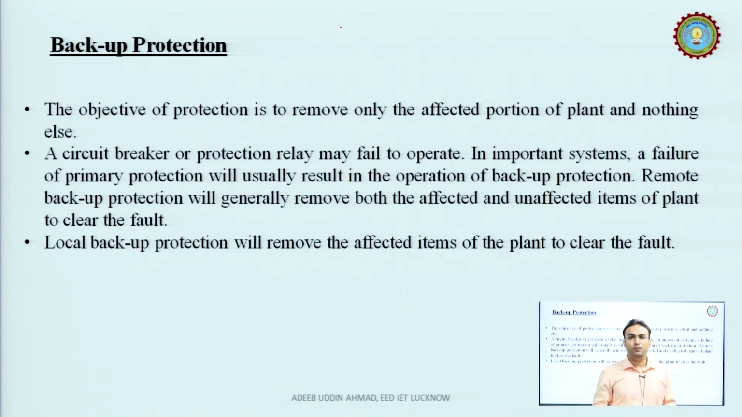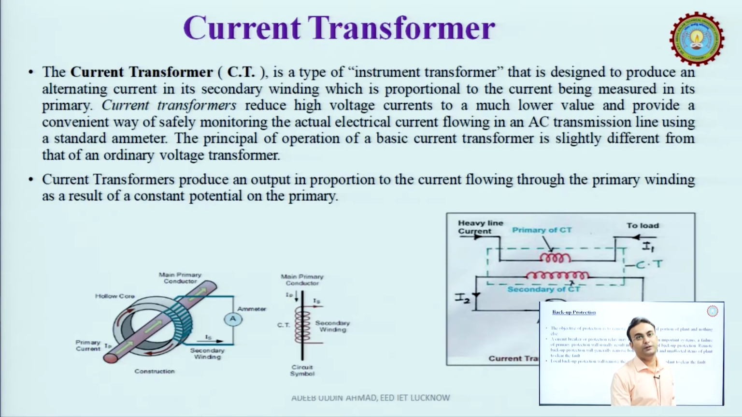A circuit breaker or protection relay may fail to operate. In an important system, a failure of primary protection will usually result in the operation of the backup protection, and the backup protection has some margin in time. Suppose the primary protection operates in 0.3 milliseconds, so the backup protection will always operate after that 0.3 milliseconds. So, the backup protection first waits for the primary protection, and then the backup protection will operate.